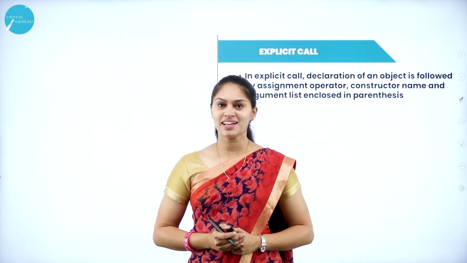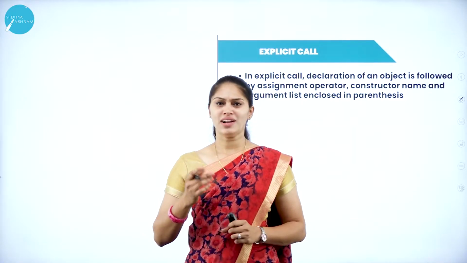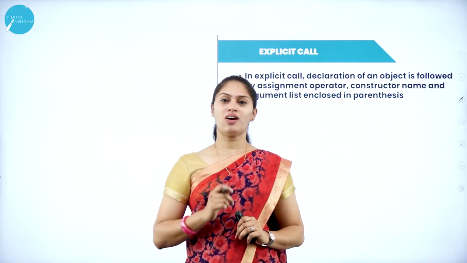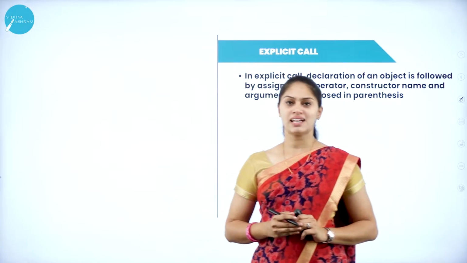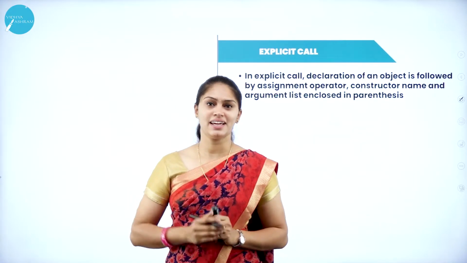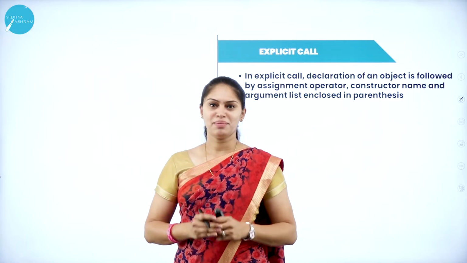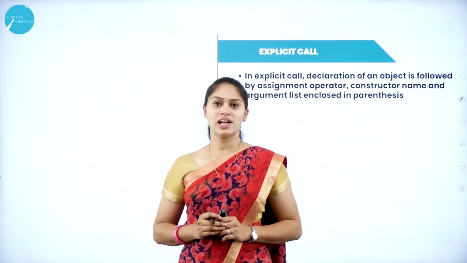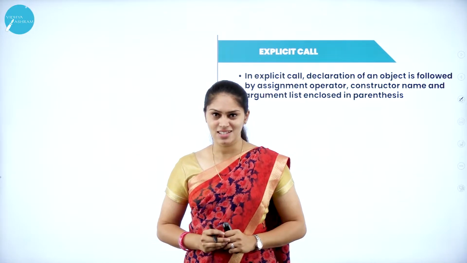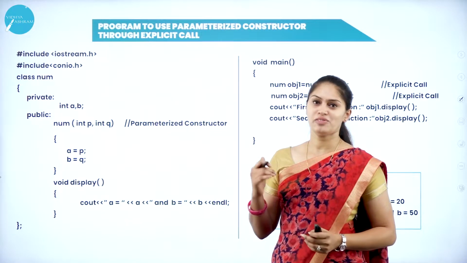Now we'll see the next method of invoking the constructor, that is explicit call. So what is this explicit call? When I'm using explicit call, in order to invoke the constructor, I need to specify something externally. I need to send something externally, which must be done by the user or programmer. So an external force is required in order to invoke this constructor. We'll see how this explicit call works with the help of this program.